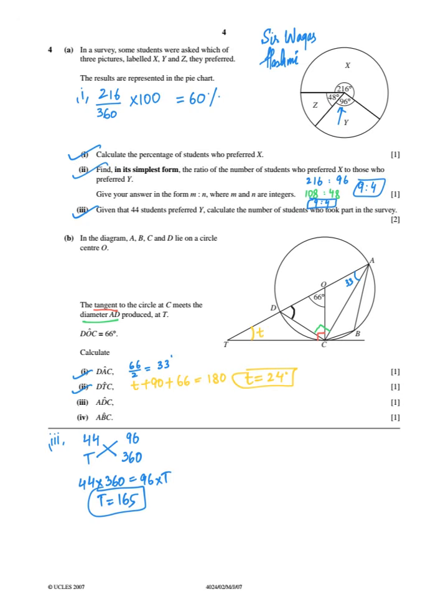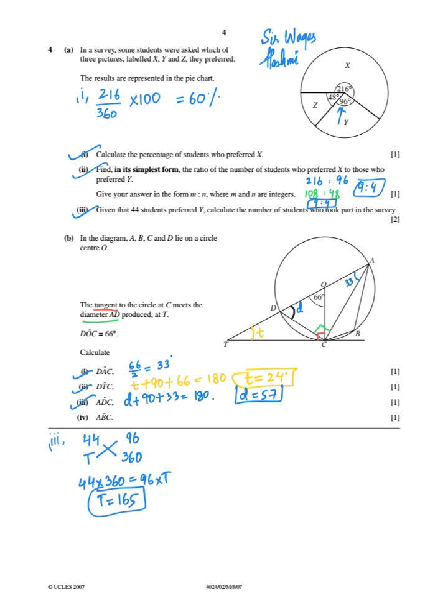So for ADC my equation will be, let's suppose this angle is D, so I can say that D plus 90 plus 33 equals 180, right? And you can solve here, so that will be 90 minus 33 leads to 57. So D is 57 degrees. That is your third part answer.